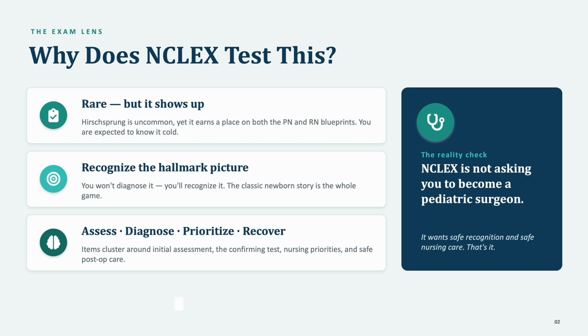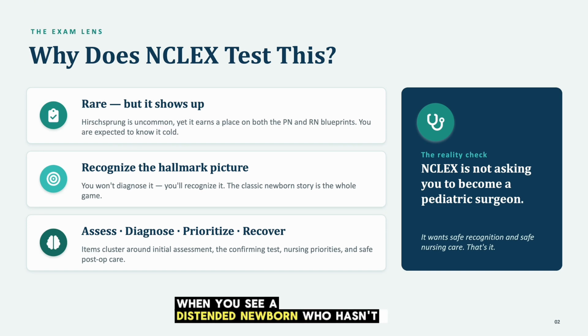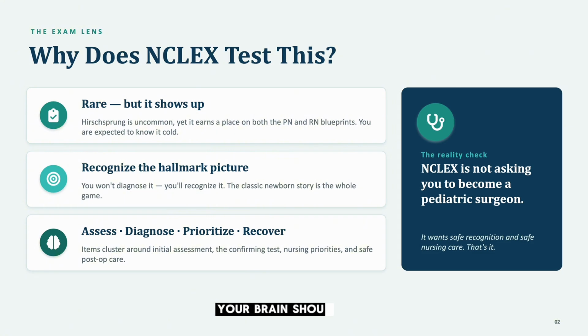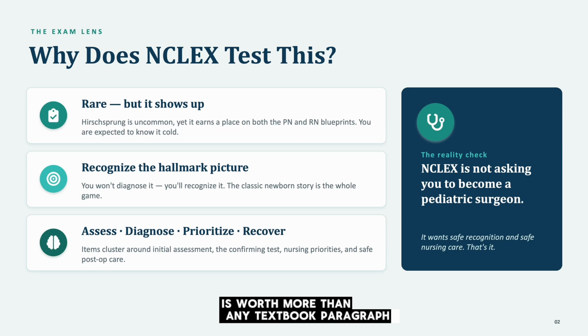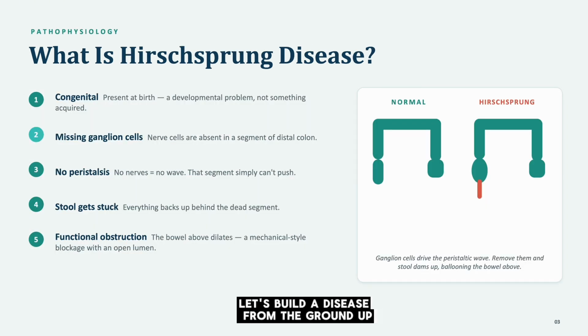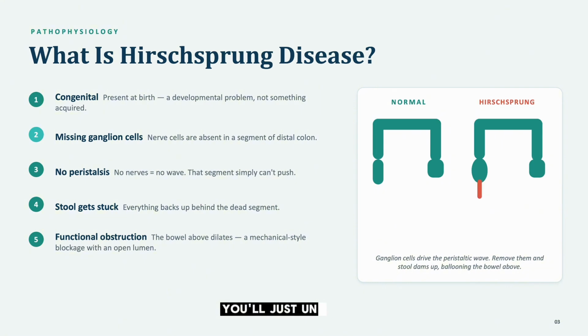It's fair game. When you see a distended newborn who hasn't stooled, your brain should light up. That recognition reflex is worth more than any textbook paragraph. Let's build a disease from the ground up so you never have to memorize it. You'll just understand it. Ganglion cells are the nerve cells that live in the wall of the bowel.